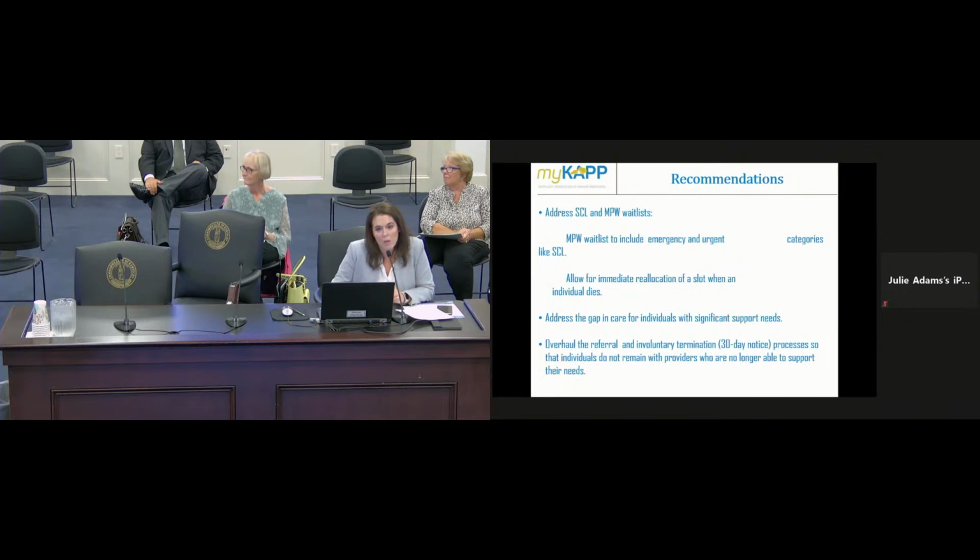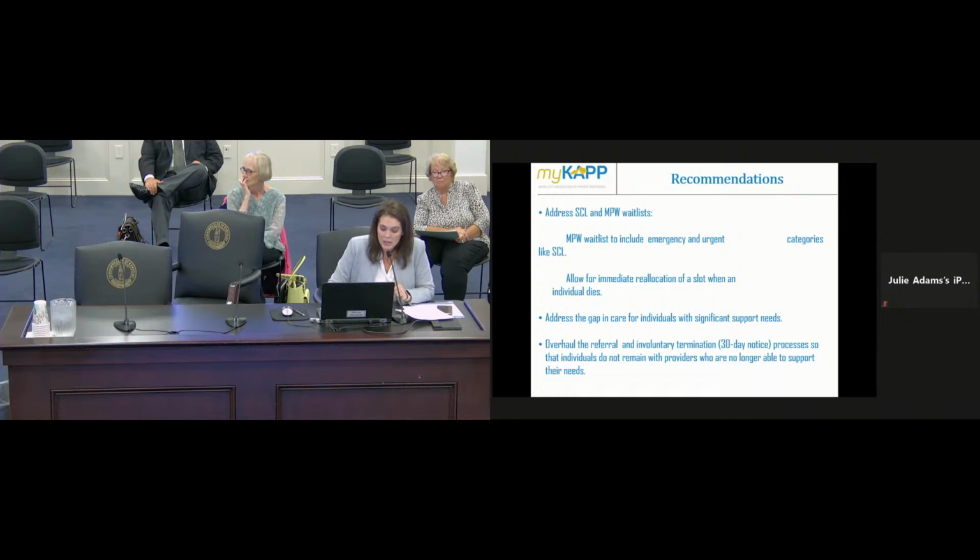We need to address the SCL and Michelle P. waiver waitlists. The Michelle P. waiver waitlist needs to include emergency and urgent categories like SCL. We need a way to essentially triage some of these individuals on the waitlist. We're exploring if this is a possibility, but if it is, we need to allow for immediate reallocation of a slot when an individual dies. As Ms. Smith alluded to, right now when an individual dies, you have to wait till the waiver plan year renews, which can sometimes be almost an entire calendar year, to reallocate that slot. So we would also support that change.